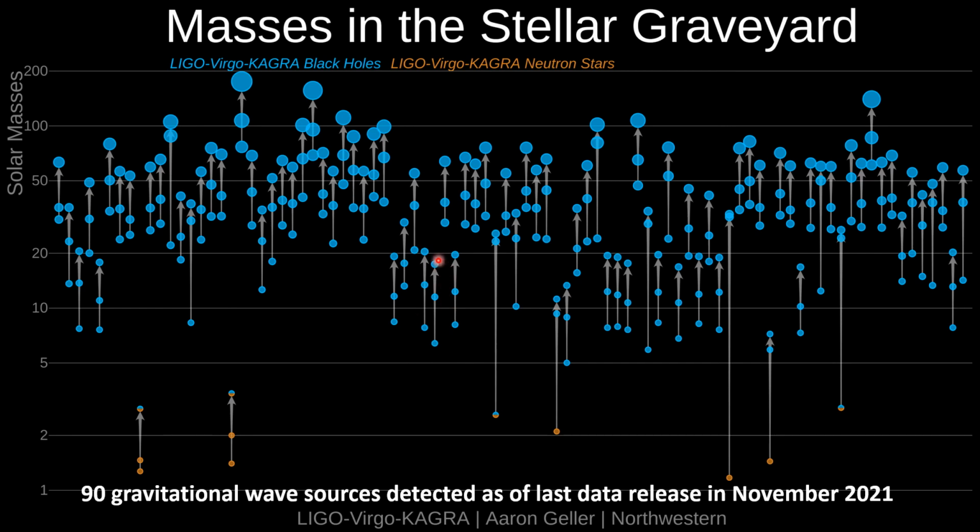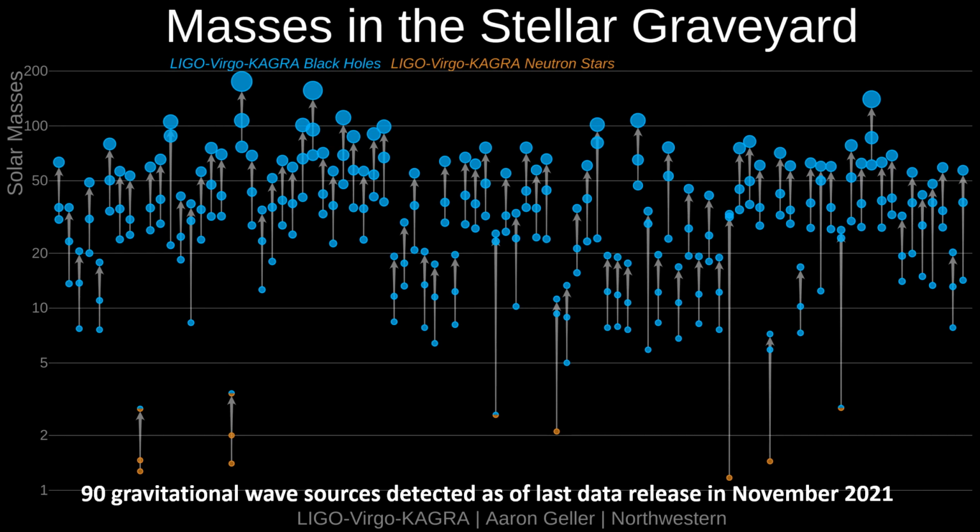Let's just take this case as an example here. We have what looks to be a 6 or 7 solar mass black hole combined with, say, an 11 solar mass black hole, and that produces something like a 17 or 18 solar mass black hole in the end. So you can see how these more massive objects are created as either neutron stars or black holes inspiral and combine together. And this chart shows all 90 gravitational wave sources detected as of the last big data release, which was November of 2021.